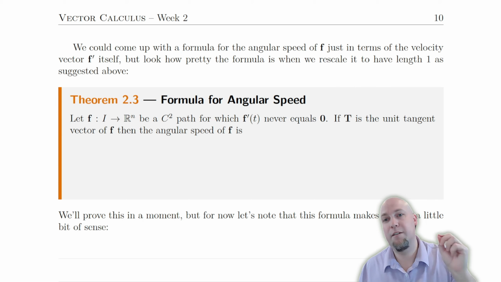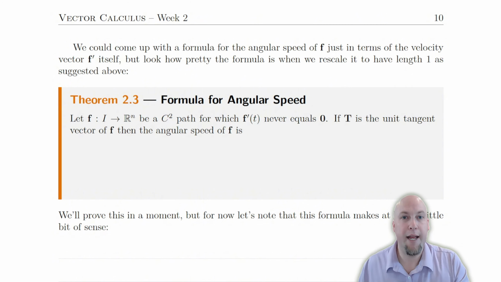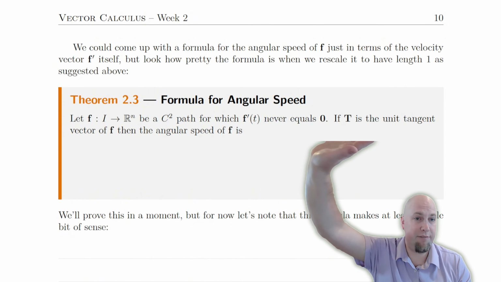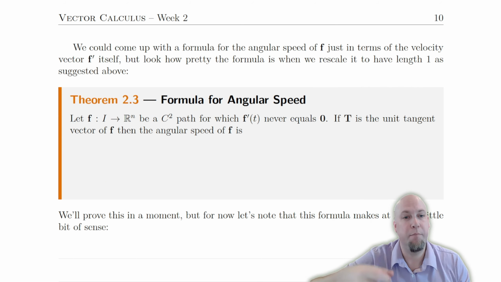The reason we like the unit tangent vector is it gives us a ridiculously nice formula for computing the angular speed of a path. So that's what we're going to do now: look at how you actually compute the angular speed of a path. It's not via that definitional formula, not via that definitional limit. Here is how you actually compute it.